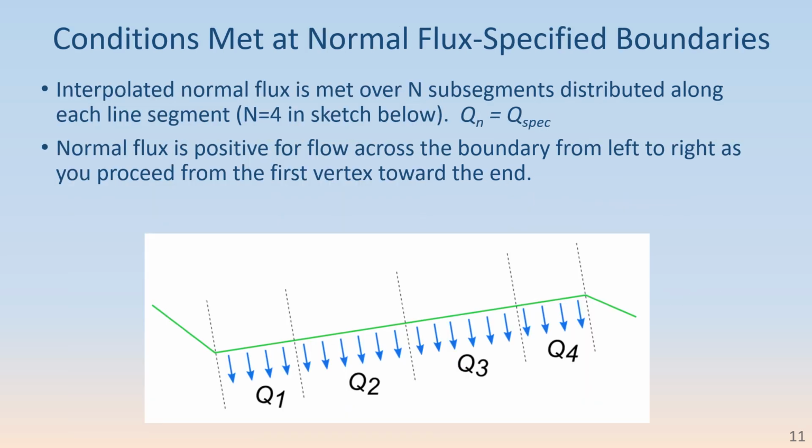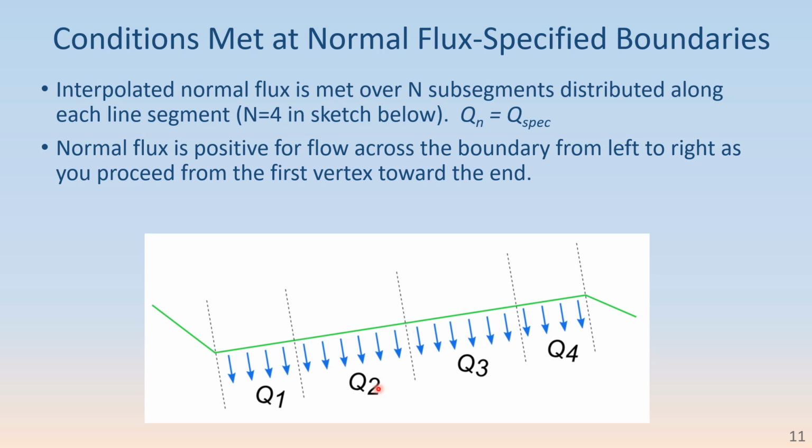This illustrates how boundary conditions are set up for normal flux specified boundaries. The interpolated normal flux is met over 4 subsegments of each line segment, not at control points, but over subsegments. And the total discharge here over this subsegment is Q1, and that matches the specified discharge over that same segment. Likewise, Q2 achieved in the model equals the specified discharge over this segment.